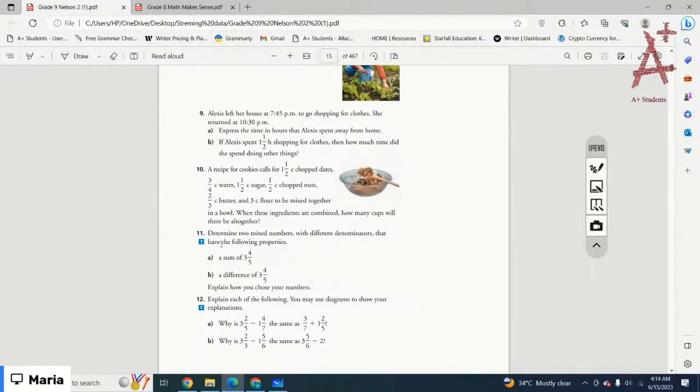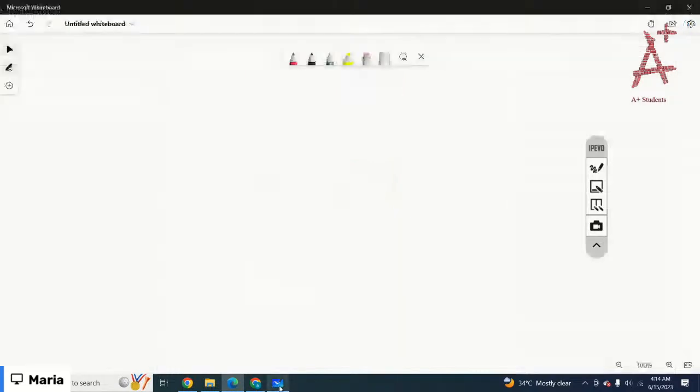Okay, you have to find two numbers whose sum is 3 whole 4 over 5. You have to find a plus b that equals 3 whole 4 over 5, and also you have to find two numbers whose difference is 3 whole 4 over 5. Got it? So it could be any numbers whose sum is 3 whole 4 over 5.